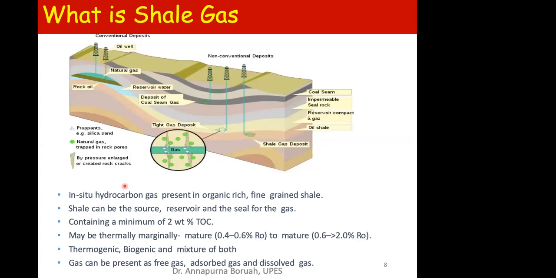Shale gas is the in situ hydrocarbon gas present in organic-rich fine-grained shale. Shale acts as both source rock and reservoir rock for the gas. But the shale should have a minimum of 2 weight % of total organic content. It may be thermally mature, or it may be at the post-mature zone. Based on the organic matter quality and quantity, it will produce gas or oil. It may be thermogenic, biogenic, or a mixture of both.